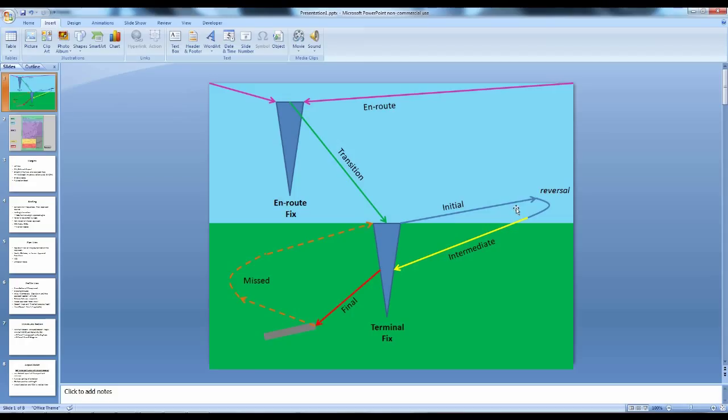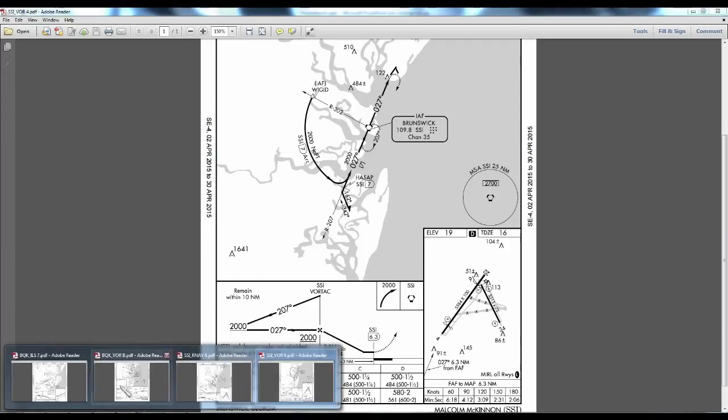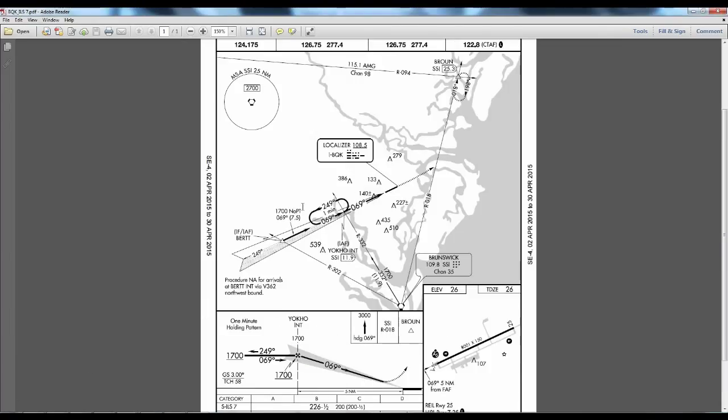Now, we have a course reversal. So if we were flying the VOR approach, and let's say we were coming in from the north, we go to Brunswick, then we fly outbound, course reversal. The course reversal could be a procedure turn or hold in lieu of a procedure turn, as we saw with the ILS approach here. No procedure turn, that is a hold in lieu. We would have to fly the holding pattern here, and then whenever we're ready, make the approach.